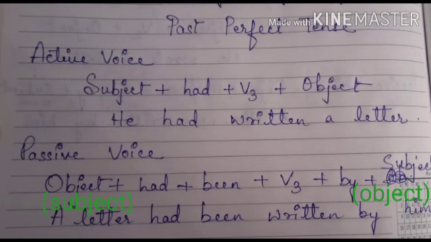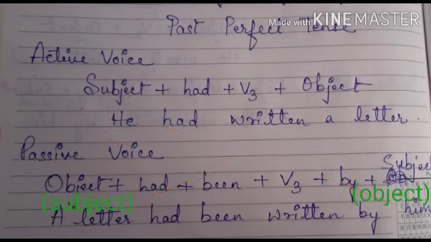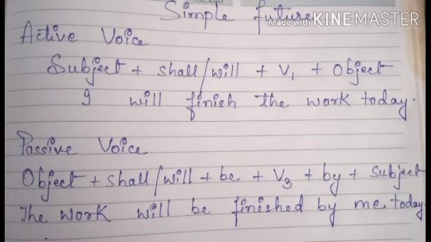Had, been, then V3, then you have by, and then the subject. That is, the subject will come at the end and become the object in passive voice. So, a letter had been written by him. Clear? It is very easy if you remember the structure, the formation of the sentence, and it will be very easy for you to convert active voice into passive voice.